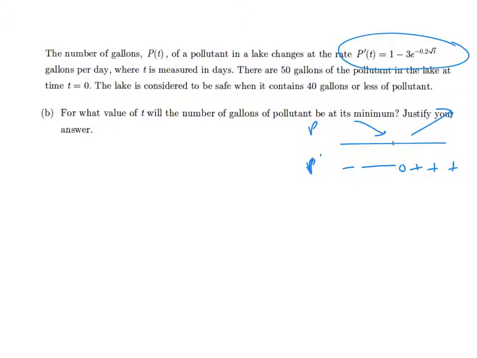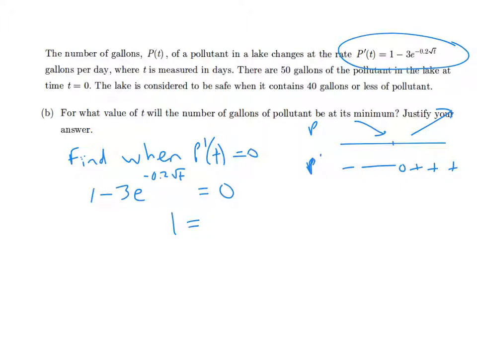Sometimes I just like to make a little note of what I'm doing. So I'm about to find when p prime of t equals 0. I'm going to set 1 minus 3e to the negative 0.2 radical t equal to 0. We could technically go to our calculator at this point, just for the sake of practice. This is something that, even though this is the calculator section, you will be asked to do on the non-calculator section. They love exponential functions. So let's see what we can do with this.